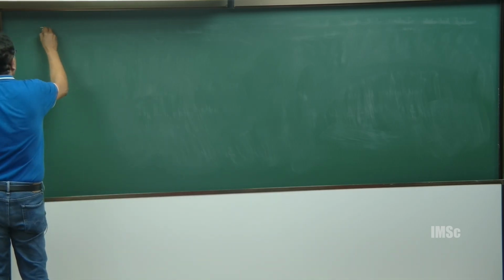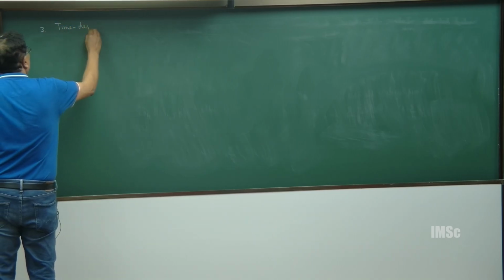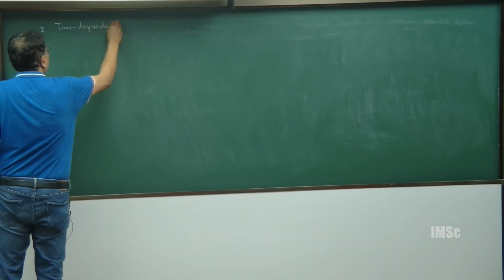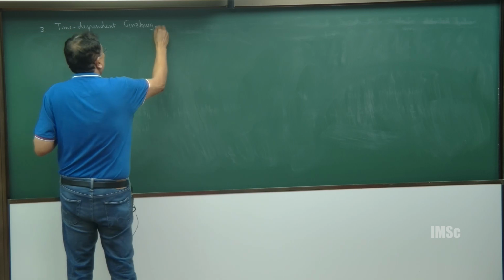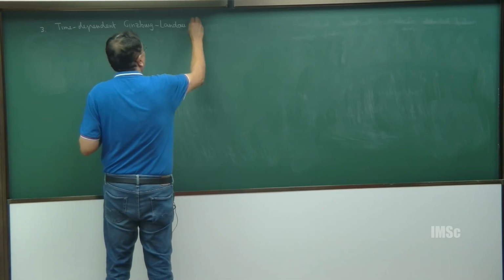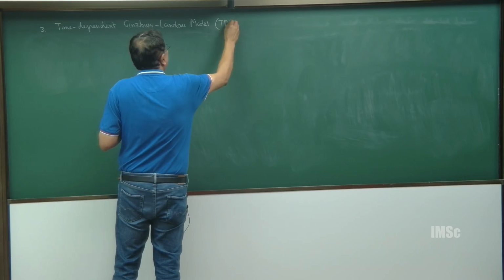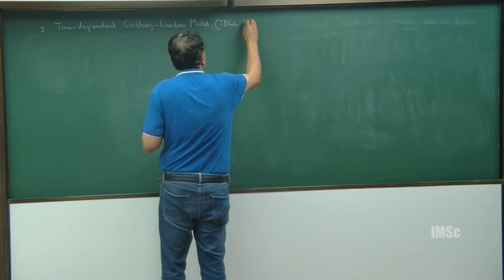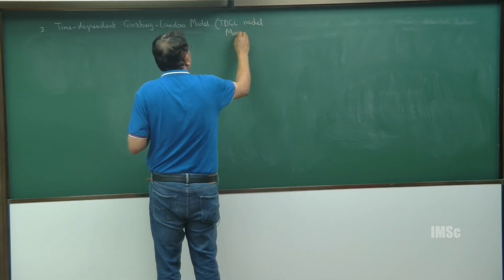So this is now section 3, the time dependent Ginzburg-Landau model, often known in the literature as the TDGL model, and in the language of Halperin and Hohenberg, it's model A.